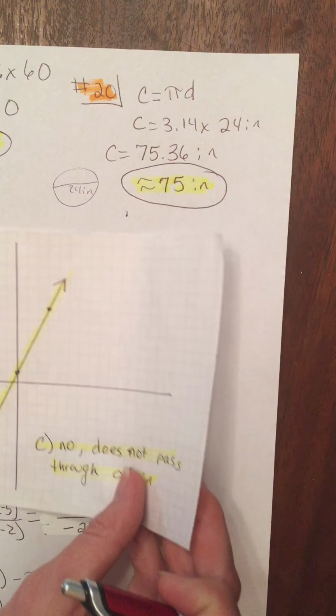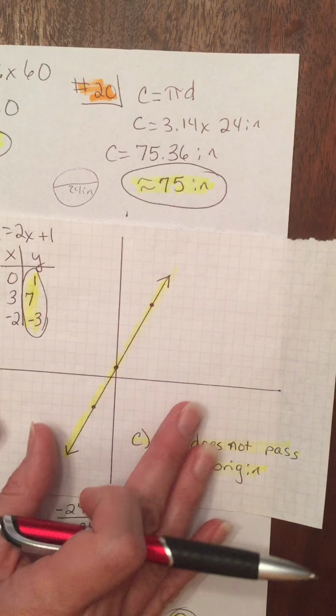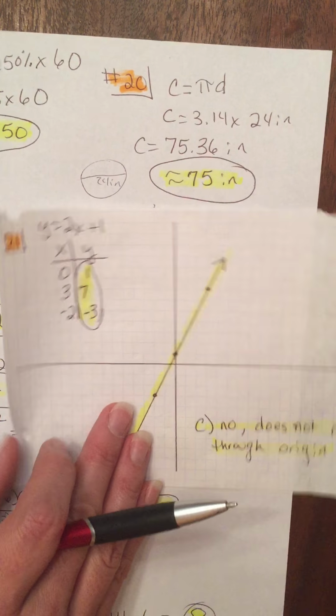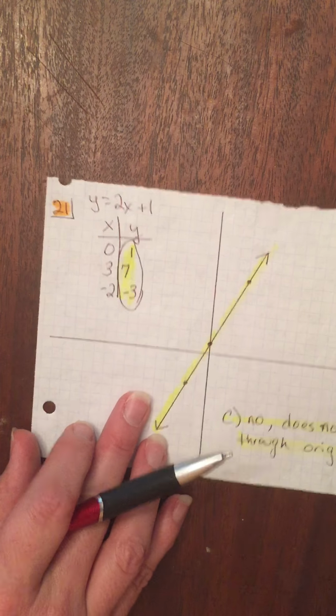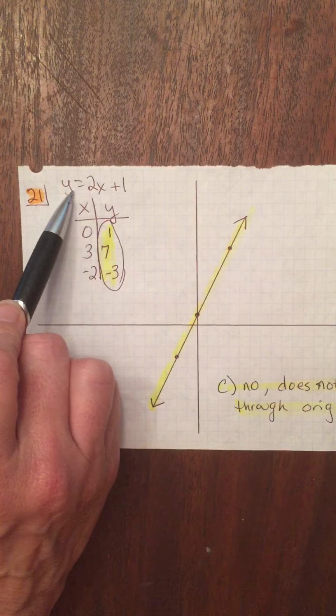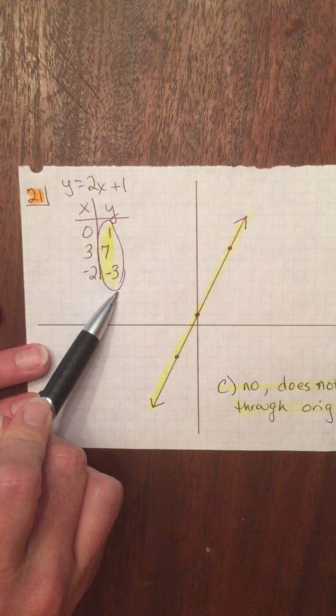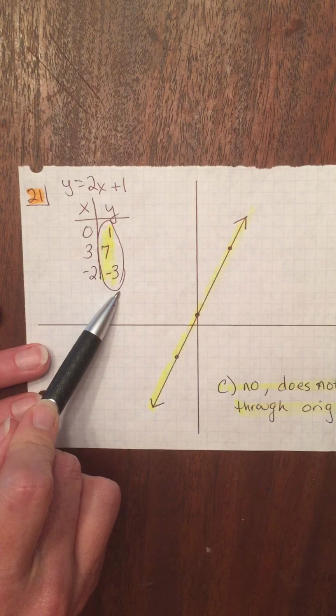Our next one was our graphing problem here. Number 21. That one, they wanted us to use this equation, y equals 2x plus 1. They wanted us to fill in the rest of the xy chart, the function table.